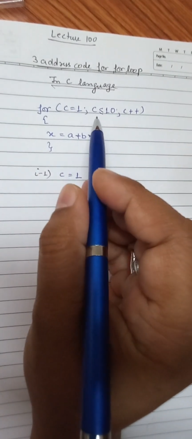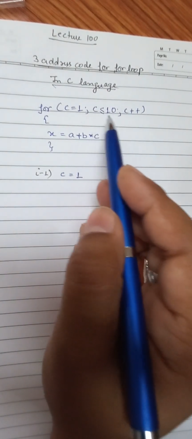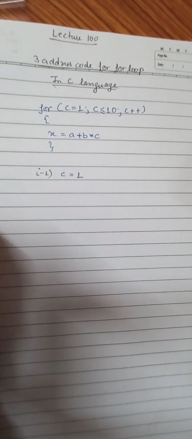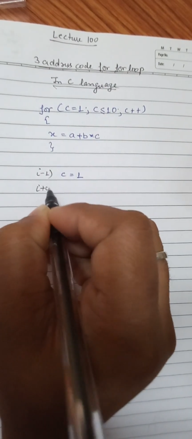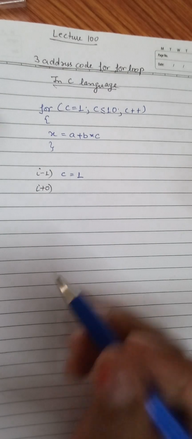After that, what is the condition? Condition: c = 1, we have assigned i - 1. Then the condition is c <= 10, that we have to cross check. So we are writing i + 0. In any way you can write, no problem.